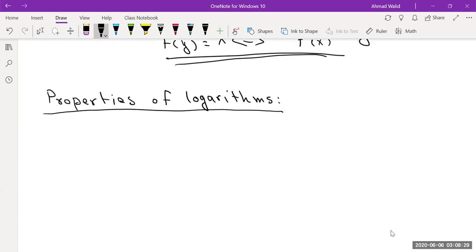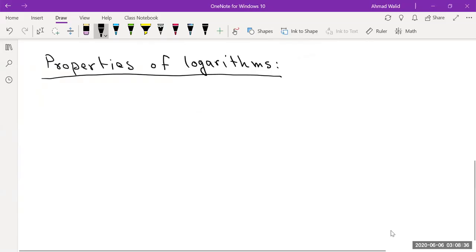In your calculus book, they're focusing on 3 main properties of logarithms. They want to just review those 3. But here, I will give you the list of all 8 properties of logarithms to help you remember the rules of logarithms, correct? Property number 1.